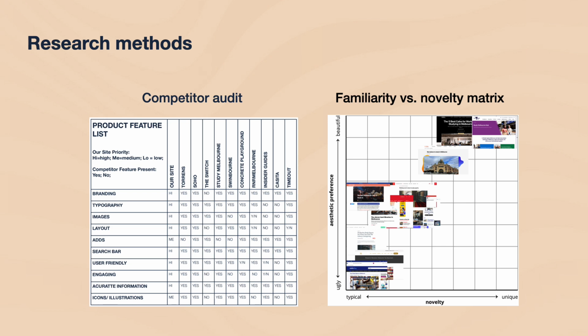Firstly, competitor audit. By using this method, I evaluated the different features of each competitor, such as branding and layout, and whether they apply it or not, and if it is a priority for my site. Secondly, I used the familiarity versus novelty matrix. Here, I compare the overall aesthetic of the sites with their uniqueness.